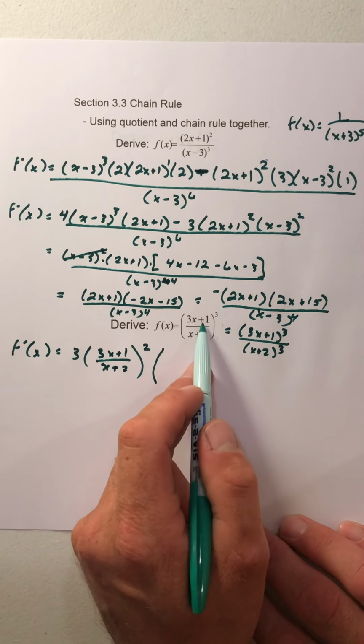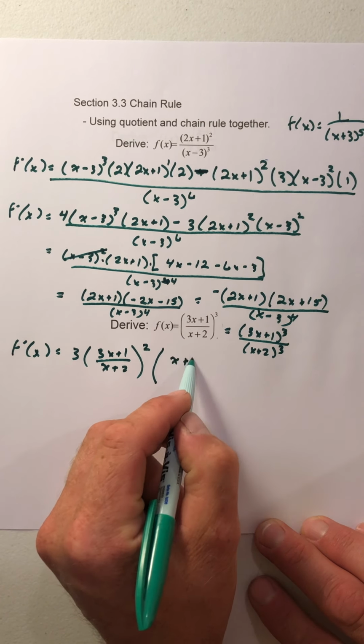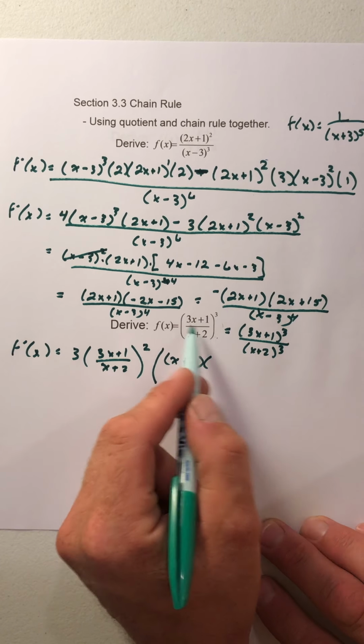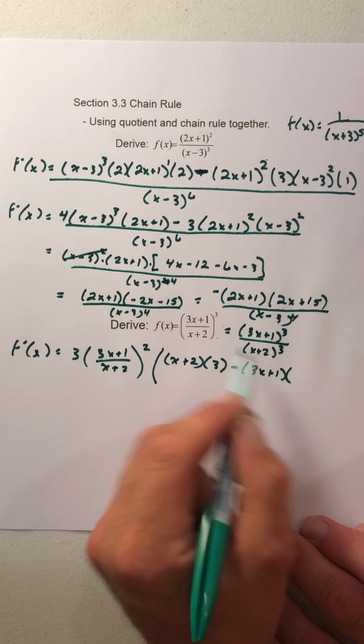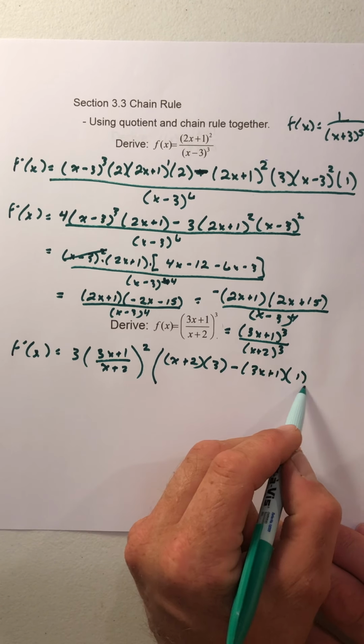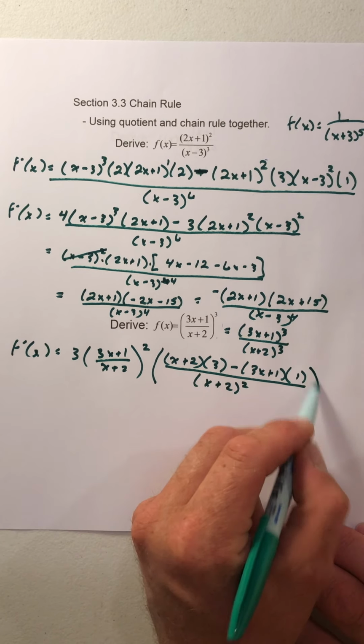And then we're going to take the derivative of this 3x plus 1 over x plus 2. So that gives us our x plus 2, our low, d high, which is 3, less high, 3x plus 1, d low, which is 1, over the denominator squared.